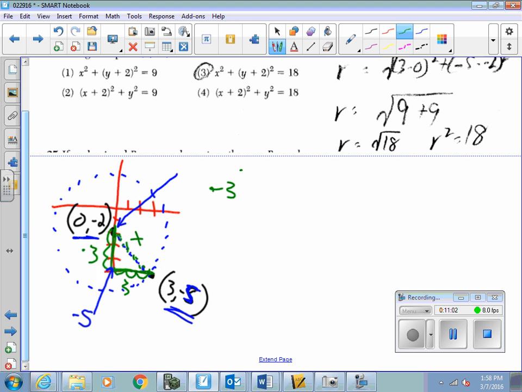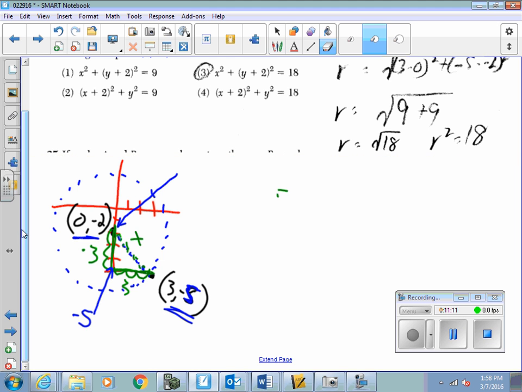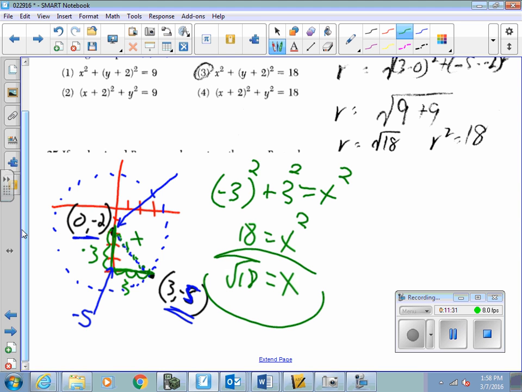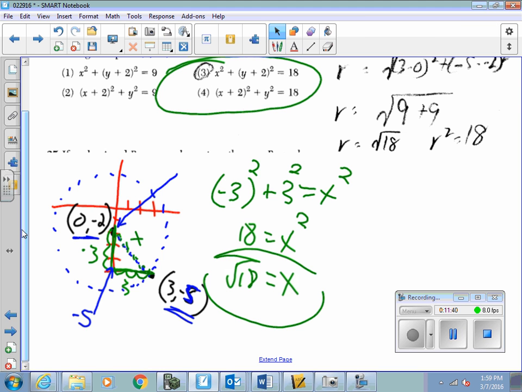That's our radius. So we have negative 3 squared plus, that's wrong, negative 3 inside parentheses. So negative 3 squared plus 3 squared equals x squared. We end up with 18 is equal to x squared, and square root of 18 is equal to x. Anytime you have the equation of a circle, if we know that this is my radius, it's always the radius squared that is going to be in there. So the radius squared means it's got to be one of these. All right? So hold on 1 second.